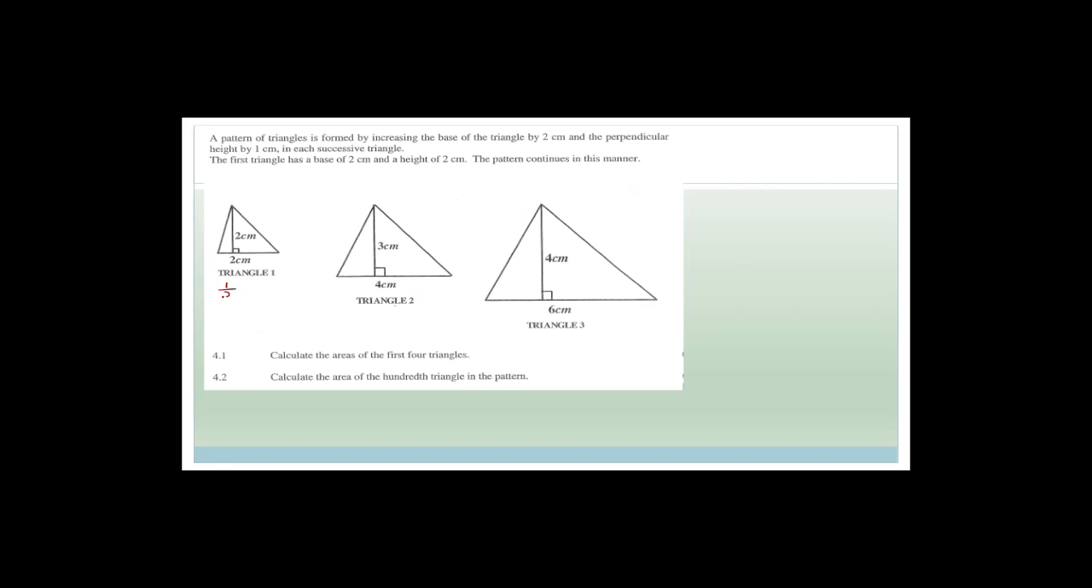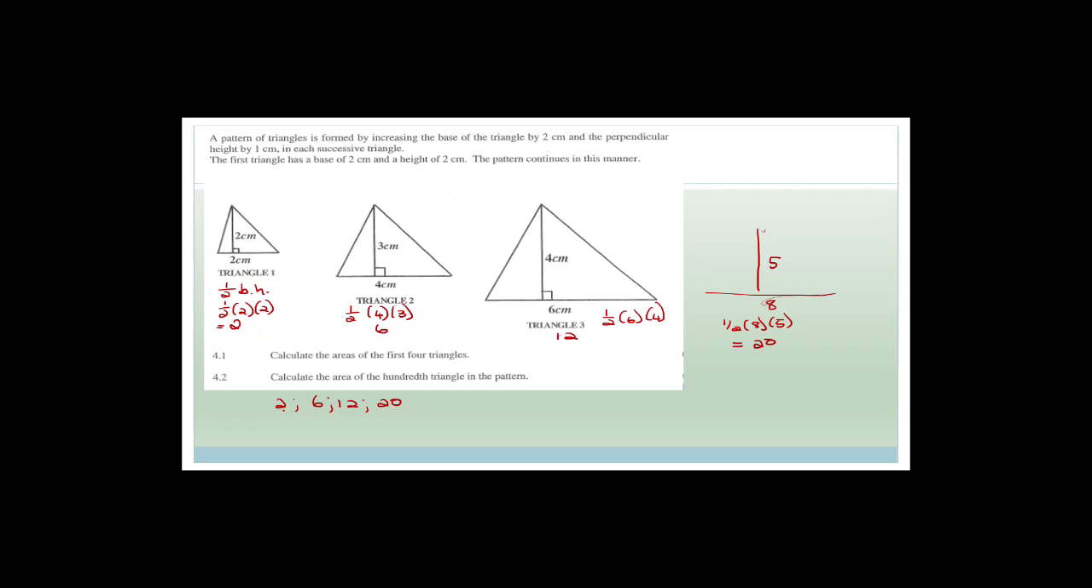Okay, remember that area is a half times base times height. So this is going to be a half times 2 times 2, which is 2 times 2 is 4 times a half is 2. Then this is a half times 4 times 3, so 4 times 3 is 12, divided by 2 is 6. This is a half times 6 times 4. 6 times 4 is 24, this is 12. Okay, the next one is going to be 8 by 5, that's a half, by 8, by 5, 40, halving it is going to give me 20. So do you agree the areas of the first ones are 2, 6, 12, and 20?